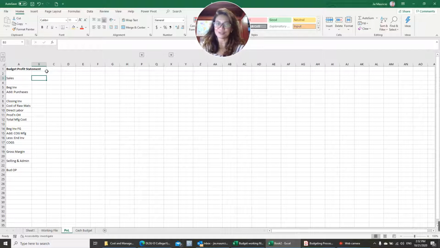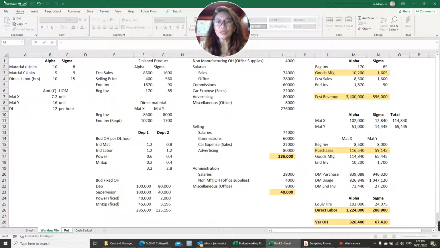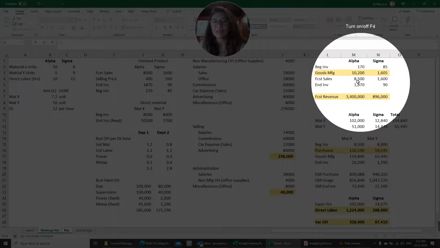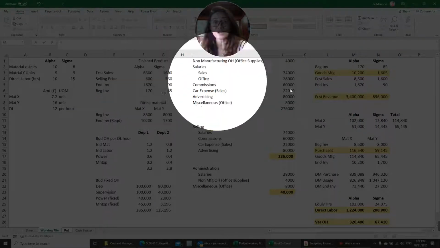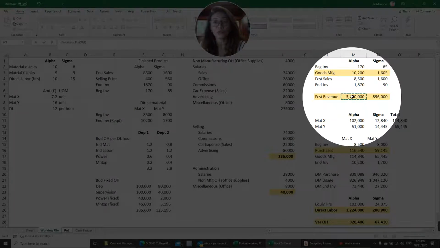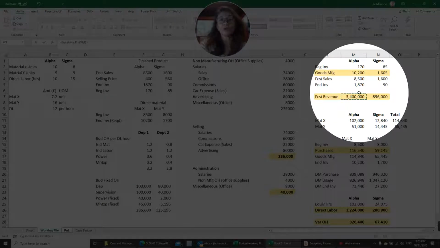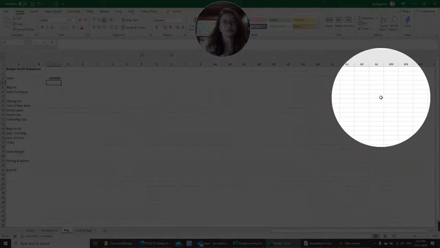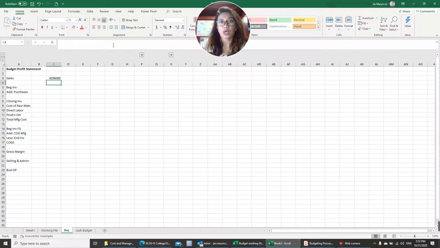Of course, everything starts with sales. We have computed the forecasted revenue for Alpha and Sigma. So that will be forecasted sales, which is 8,500 times the unit selling price of 400. That gave you 3.4 million. So our forecasted sales is the sum of the total sales for Alpha and Sigma. So that's 3.4 million plus 896,000, which is 4,296,000.